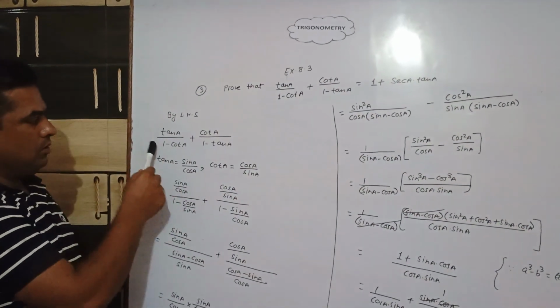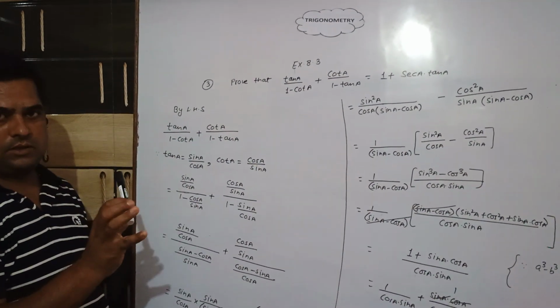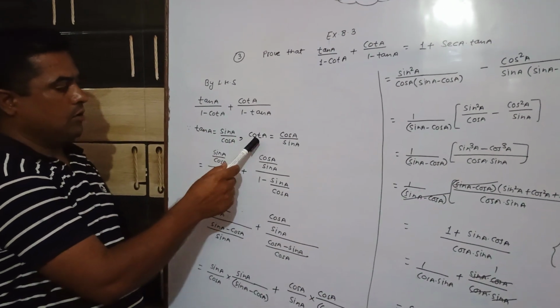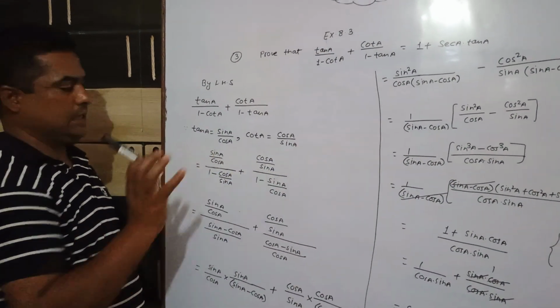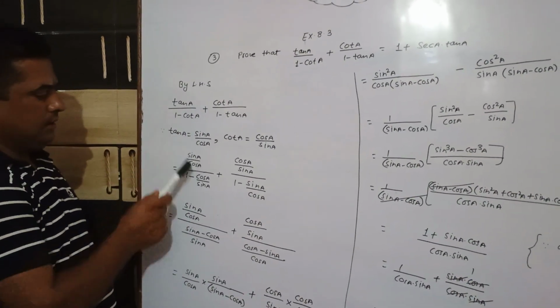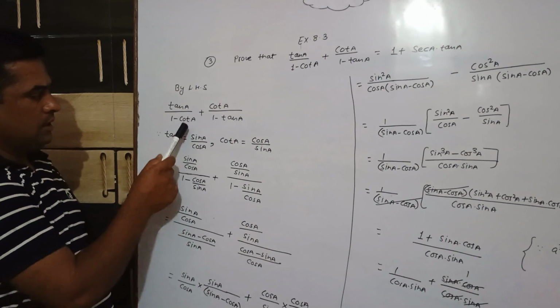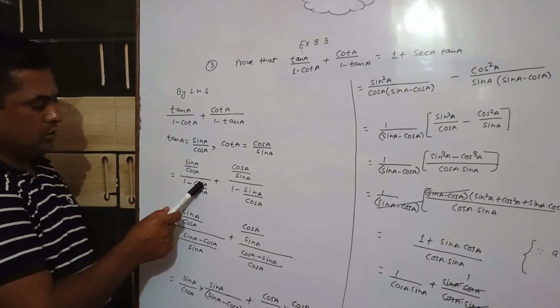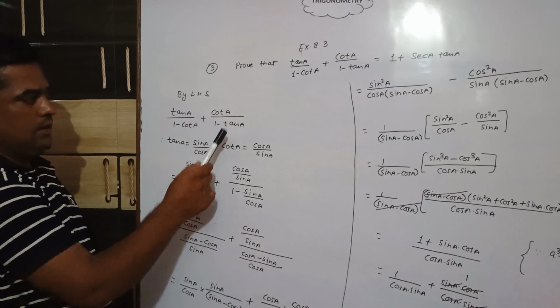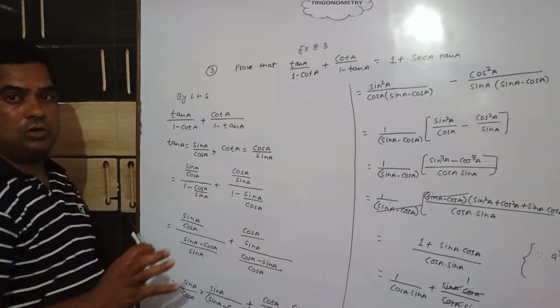We will break all the terms in sin and cos. We know the formula tan A is sin A upon cos A, and cot A is cos A upon sin A. So we will put the value of tan A and cot A. In the place of tan, we will put sin A upon cos A. In the place of cot, we will put cos A upon sin A. In the place of cot, cos upon sin. In the place of tan, sin upon cos.